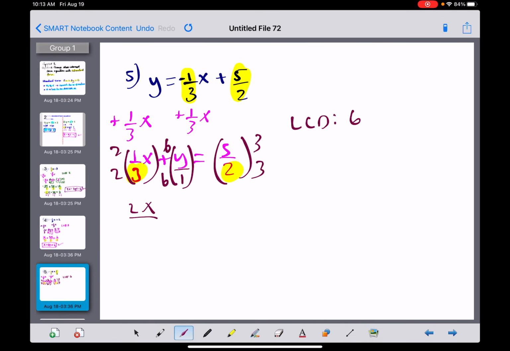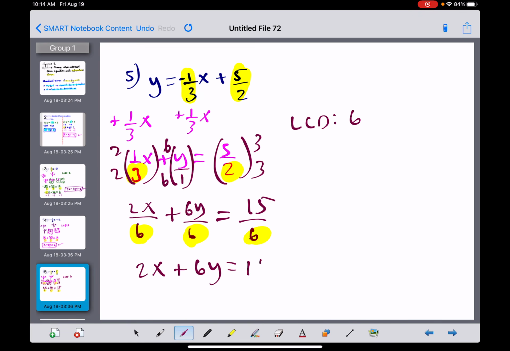So we have 2x over 6 plus 6y over 6 equals 15 over 6. Notice all of these denominators are the same. We can ignore them and bring down the numerator. And voila, you are done. No fractions, and a is positive. And we are done.